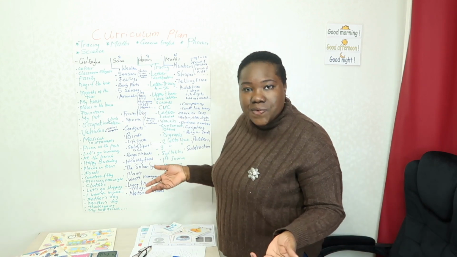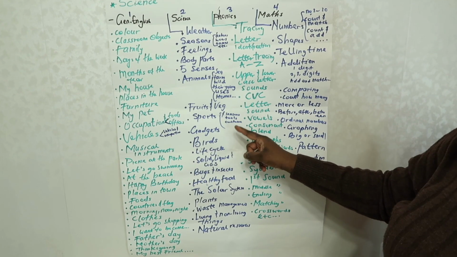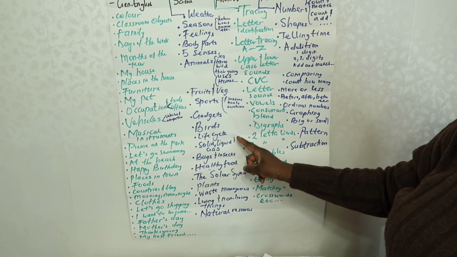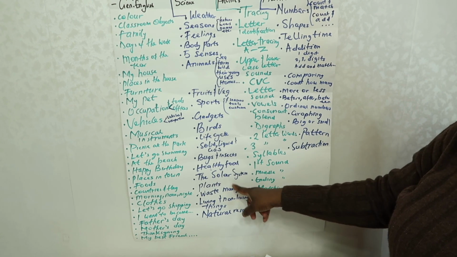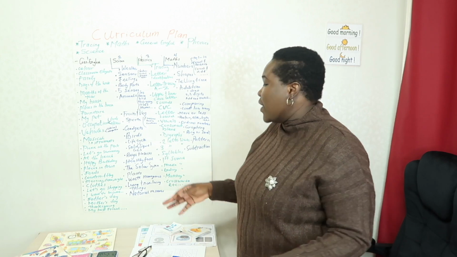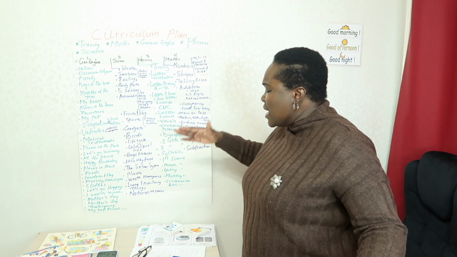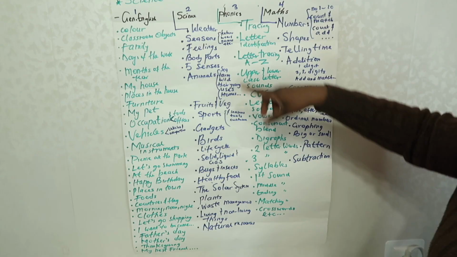Fruits and vegetables. This is also another interesting topic that you can do a lot on. Sports and seasons and their tools and their costumes, even different countries and the kind of sports they play in such countries. Gadgets, birds, life cycle, solid, liquid, and gas. That is matter, right? Bugs and insects, healthy food, solar system, plants, living things and non-living things, natural resources, and more and more.